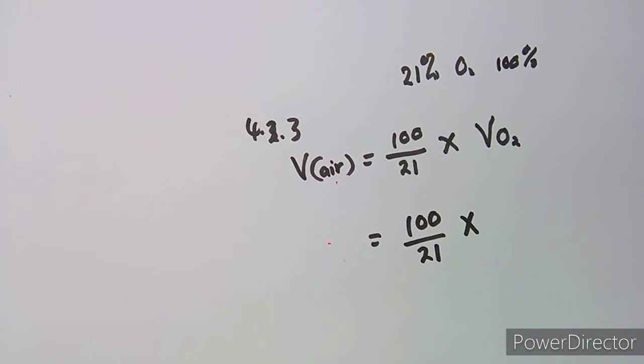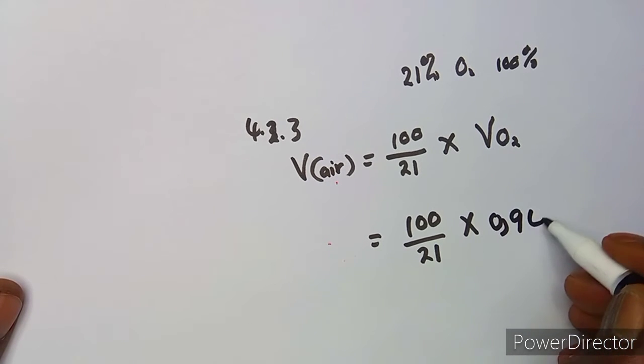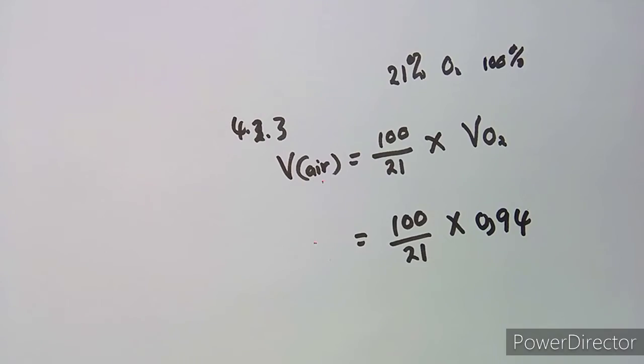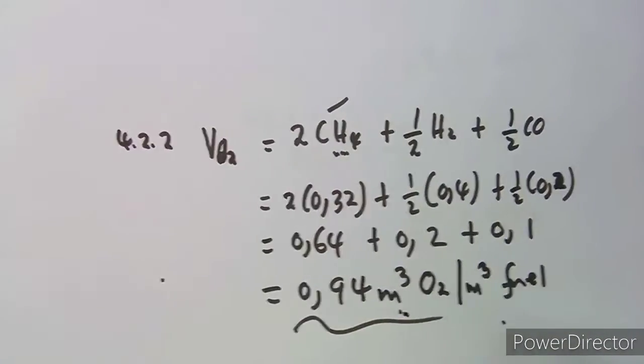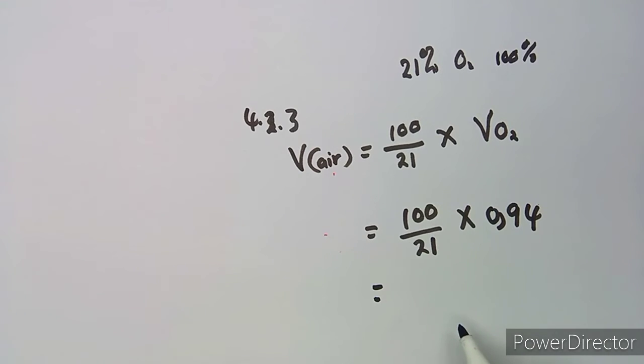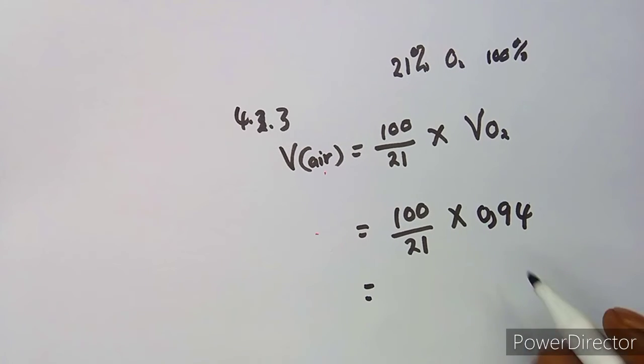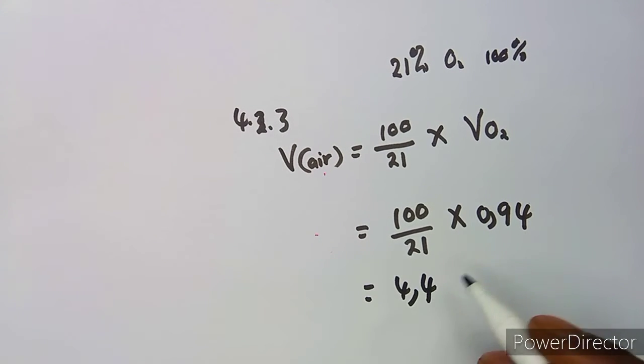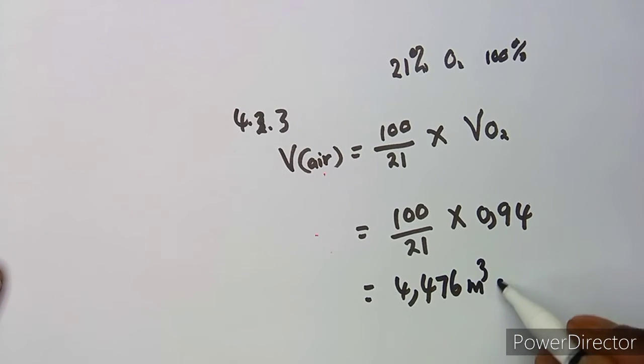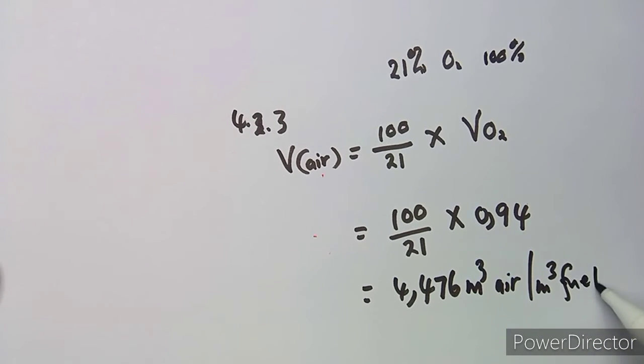Okay, and we calculated this before. This is the one that we just got, guys, and it was 0.94, the volume of oxygen that we just calculated now. So by doing this, I don't know which decimal you're going to obtain, but it's going to be 4.4619 and so forth, so it's going to be 4.476. Okay, that's cubic meters air per cubic meter fuel. So that's what you just needed, just like that, guys.